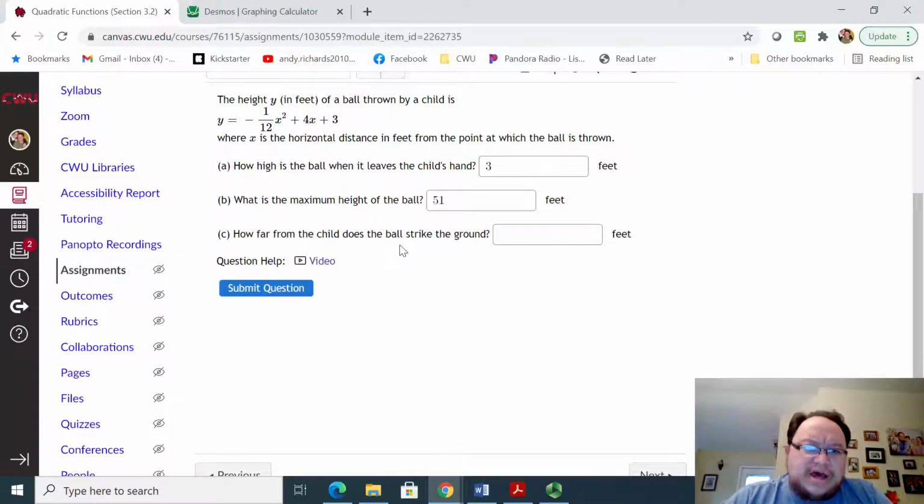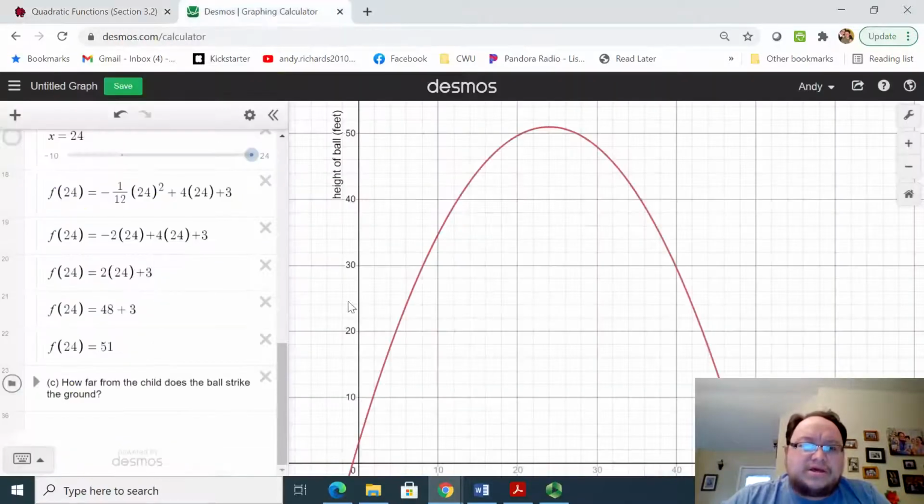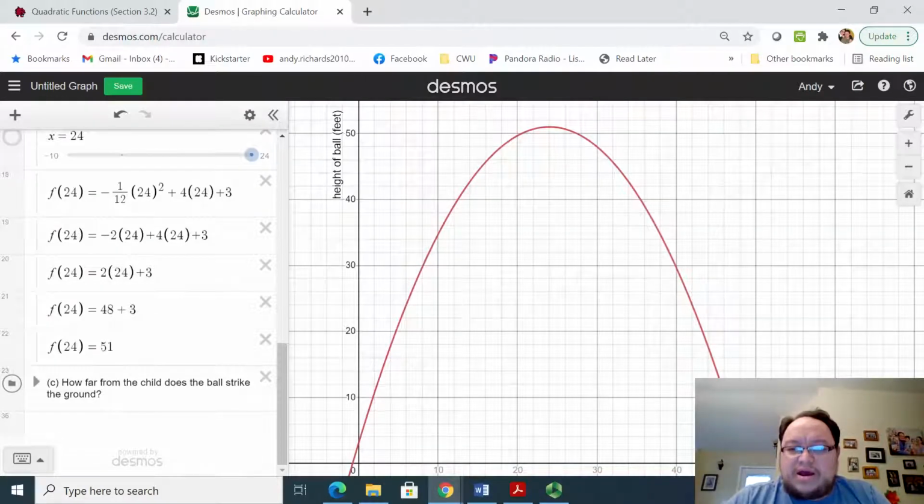And our last question here is, how far from the child does the ball strike the ground? Okay, so if this is our scenario, we can see that the height of the ball is moving along and it'll hit the ground at 0 here. We're assuming that the horizontal axis is the ground. I think that's a fair assumption.